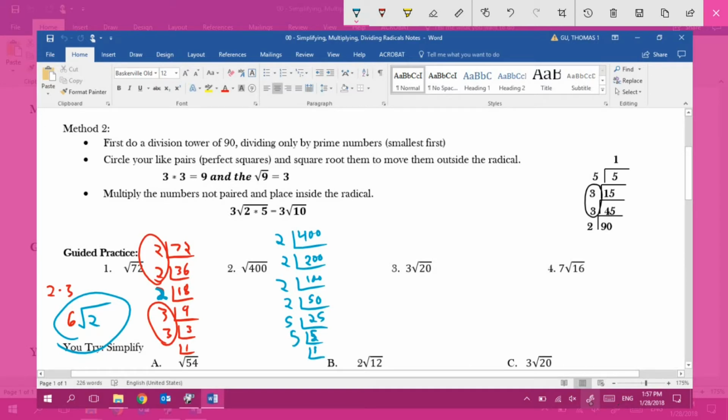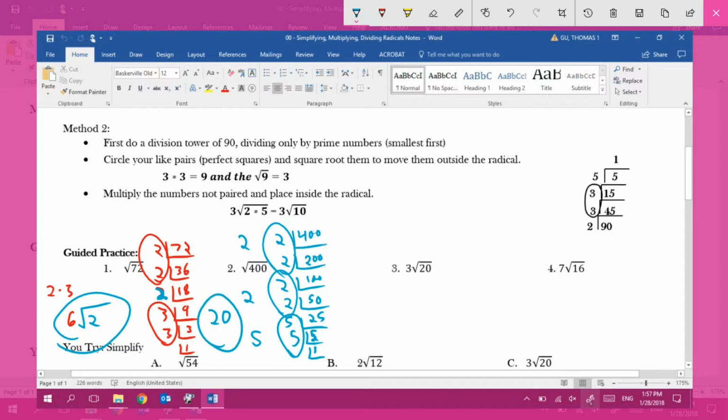Let's circle the pairs now. We got 1 pair there, 1 pair there, and 1 pair there. That means we've got 2 times 2 times 5. So what is 2 times 2 times 5? That is actually going to be 20. And was there anything that we didn't use? No, that means your answer is just a solid 20. There's nothing inside the radical.